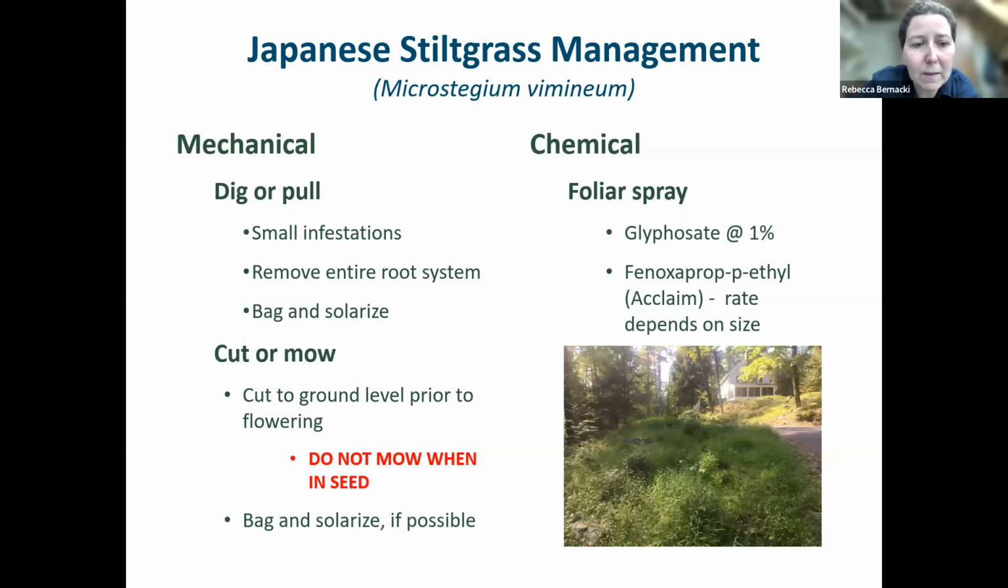We never want to mow when it's in seed, and if possible, we do want to bag and solarize that cut or mowed material. We can foliar spray this species. Most products would recommend a 1% dilution of glyphosate, or we can use something like Clearcast, a grass-specific product. However, the rate's going to depend on the size, so you want to check that product label.